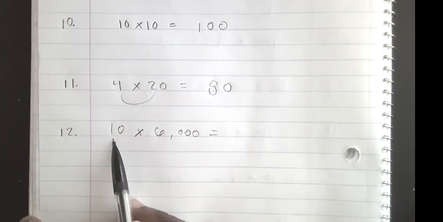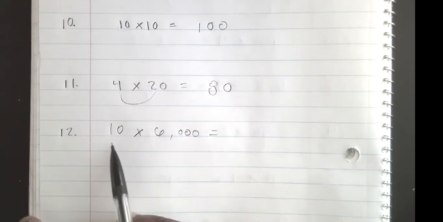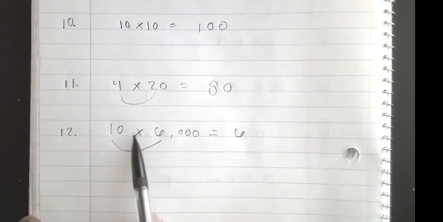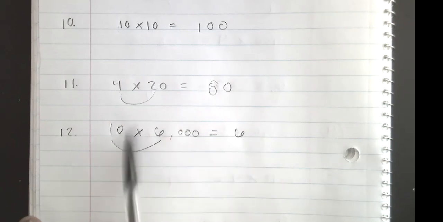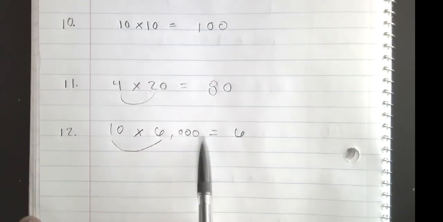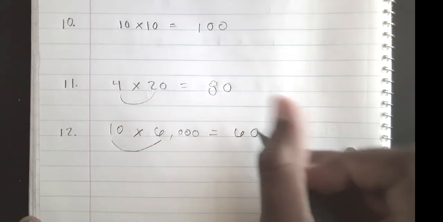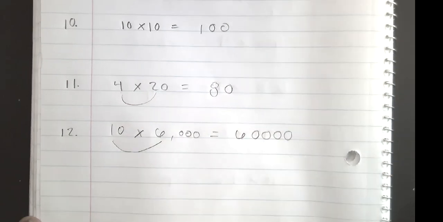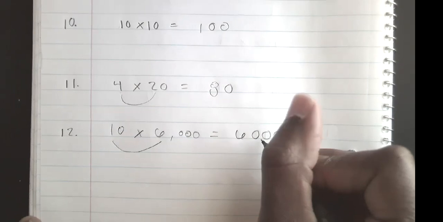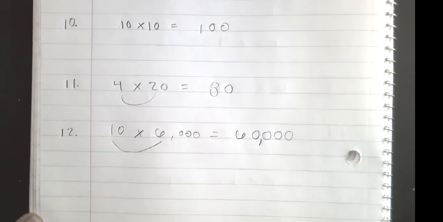Number 12, you have 10 times 6,000. So you're just going to multiply 1 times 6, you get 6. Then you're going to add all the zeros that you see in your problem into your answer, okay? So you have 1, 2, 3, 4 zeros. So you're going to add 1, 2, 3, 4 zeros into your answer. Now, when you do that, remember your comma, it becomes in between those 3 digits. So you have 60,000, okay?